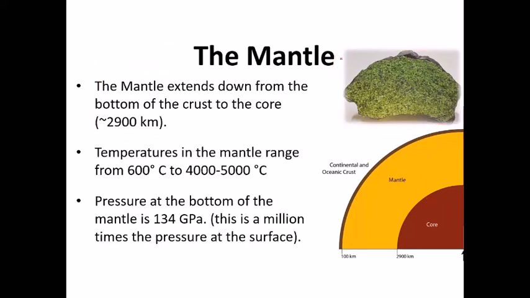Okay. So the mantle extends down from the bottom of the crust, which is about 30 kilometers down over the continents, 5 kilometers down over the oceans, all the way down to 2,900 kilometers at the core mantle boundary. Temperatures of the mantle range anywhere from 600 degrees Celsius to 4,000 to 5,000 degrees Celsius. Pressure at the bottom of the mantle is 134 GPa. That is more than 1 million times the pressure at the surface. So it's incredible pressures here at the core mantle boundary. Very, very high pressures.